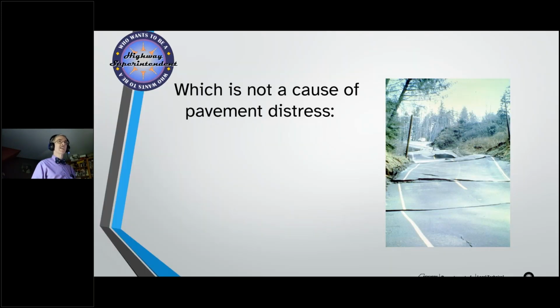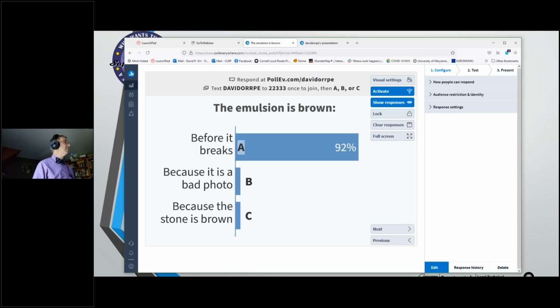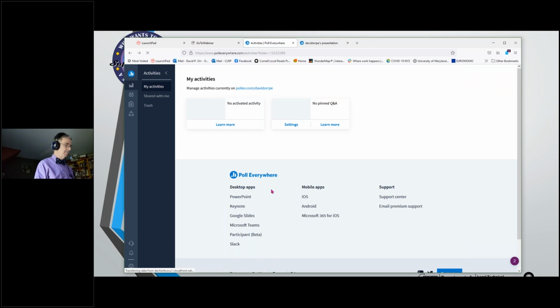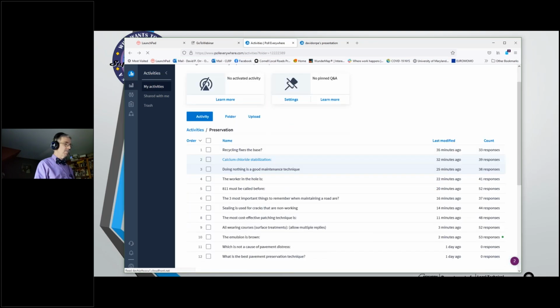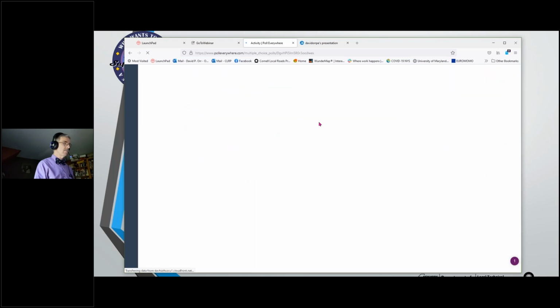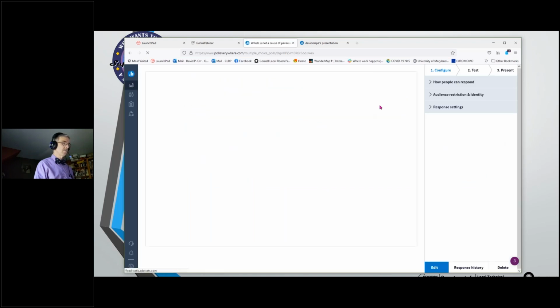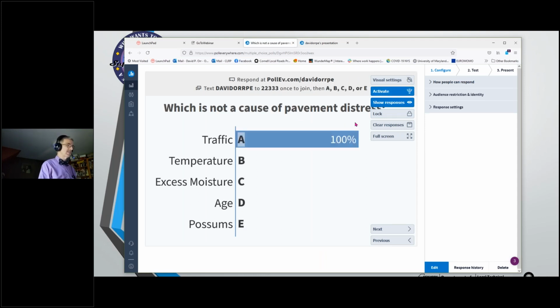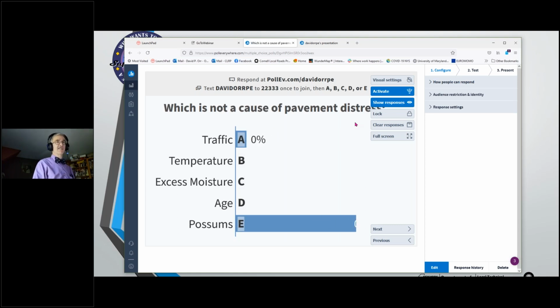Okay, so which is not a cause of pavement distress? Okay, and actually I think in this case I'll just go straight to the poll everywhere and bring that up. And we activate. So what is not a cause of pavement distress? Traffic, temperature, excess moisture, age, or possums?